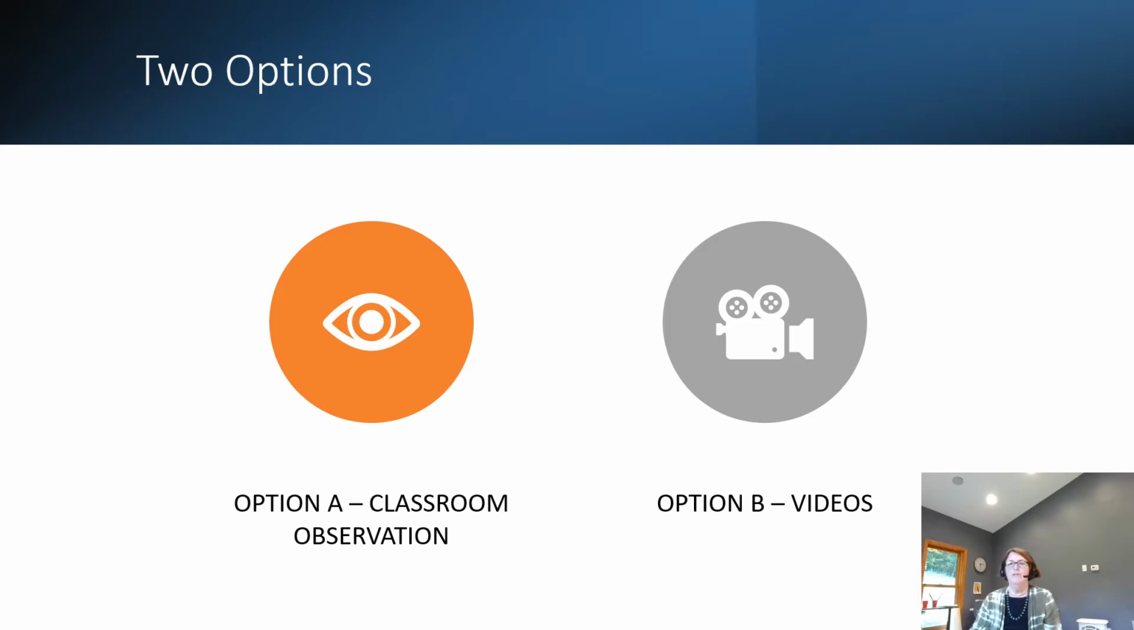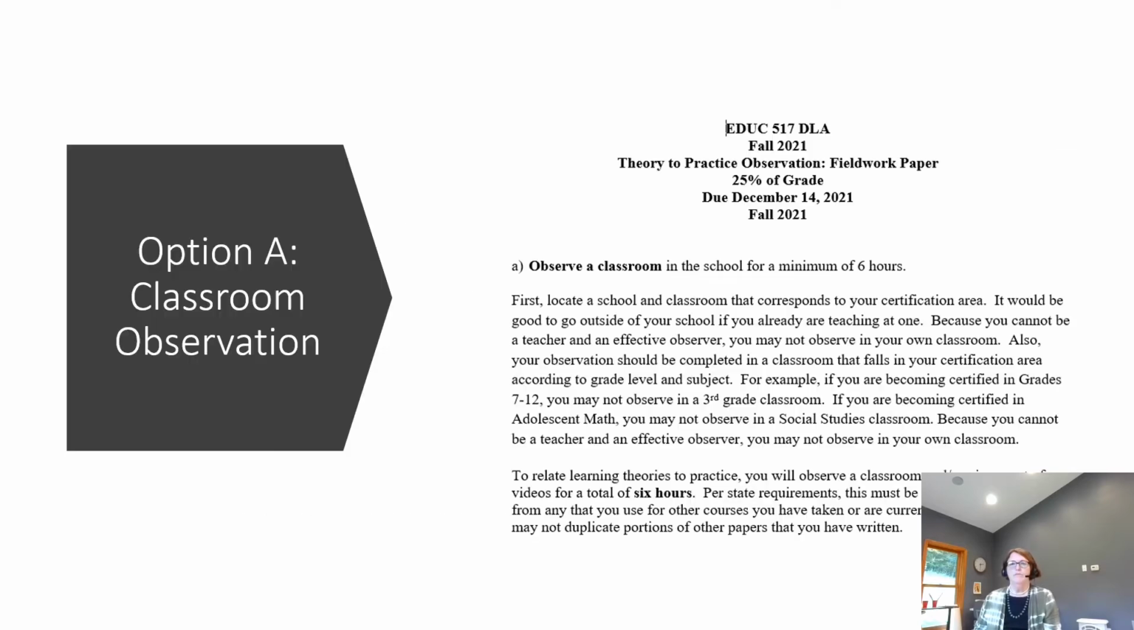Option A is to go into a classroom and observe. Option B is to watch a series of videos. First, let's talk about option A. Both of these are due on December 14th, no matter what option you choose. In this option, first you're going to locate a school and a classroom that corresponds to your certification area.